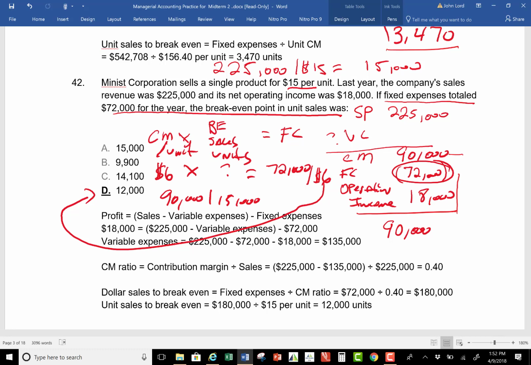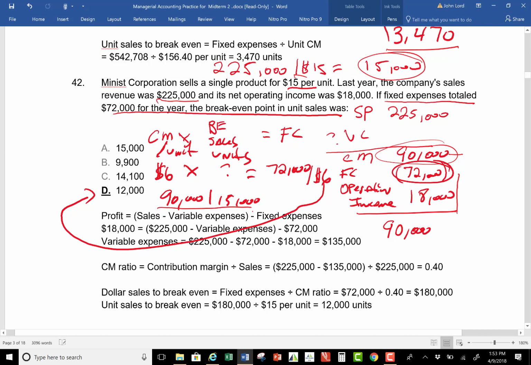So that means my contribution margin was $90,000. Now I have students say, well, how come they gave us the sales price then if we already have the contribution margin? Well, sales price is relevant in order to figure out the number of units. We have $225,000 and it's $15 per unit. So they produced 15,000 units. Once we get the 15,000 units, then we can take that contribution margin, divide it by the units. Bam, we have contribution margin per unit.